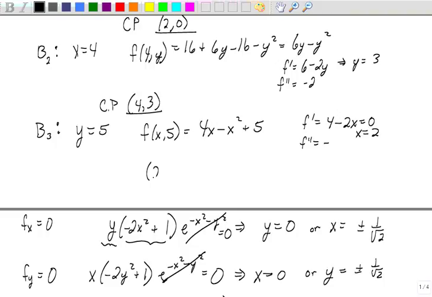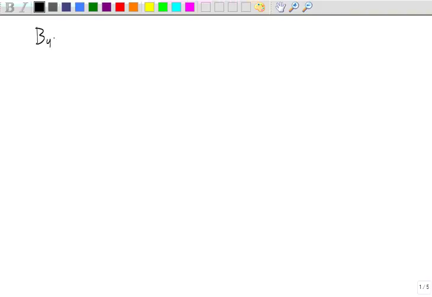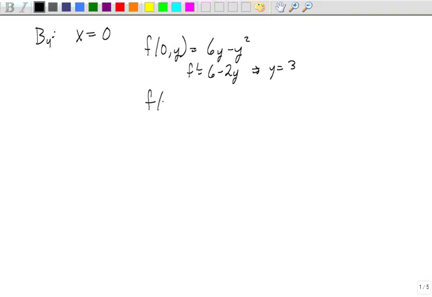So we need to check the point (2, 5) as a critical point. And on boundary 4, that's the y-axis, x is equal to 0. So f(0, y) is 6y minus y squared. We get y equal 3, so we need to check (0, 3) as a critical point. So let's check all these values.